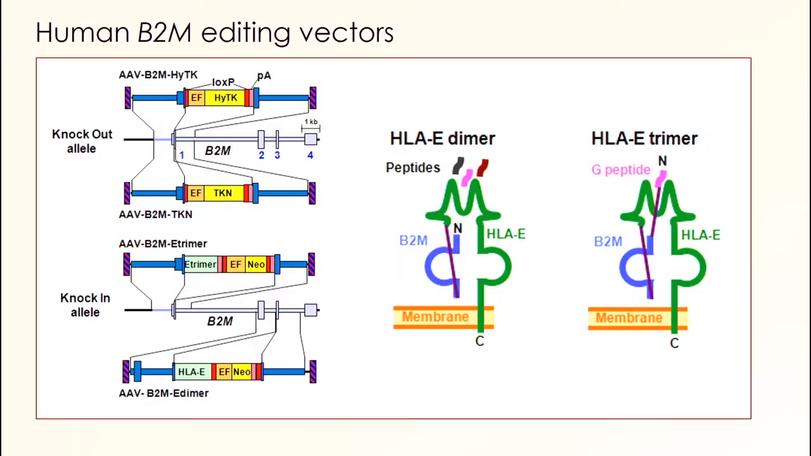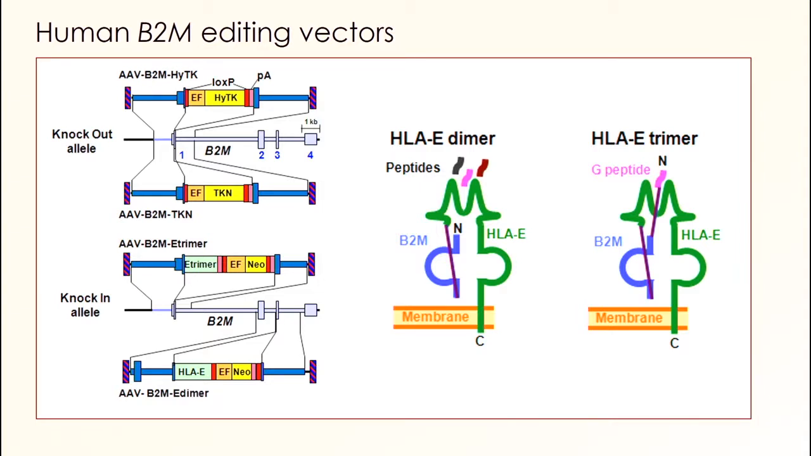So we designed several vectors to go after beta-2 microglobulin first and deal with the class 1 story. A couple of these vectors are simply knocking out beta 2, and we insert a selectable marker, in this case a high-tech gene or a TK-neo gene. And we have other vectors that are going to knock in our single-chain protein.